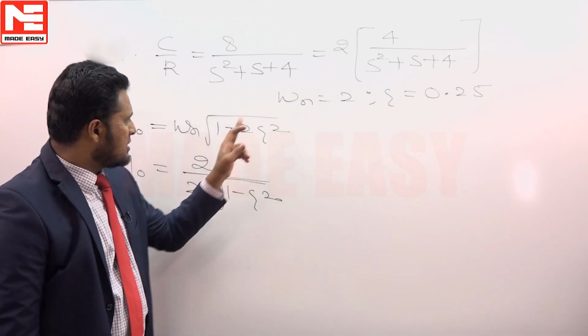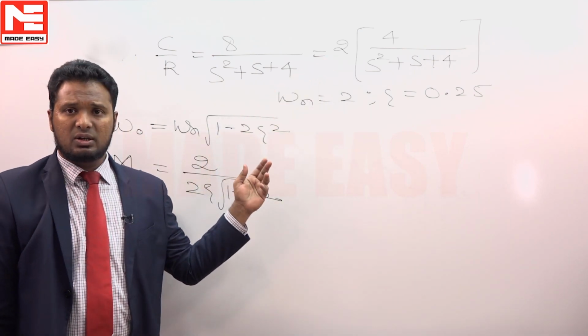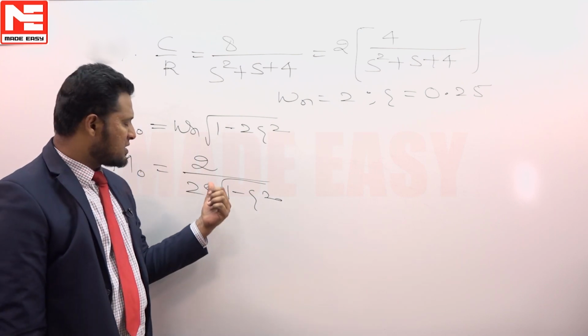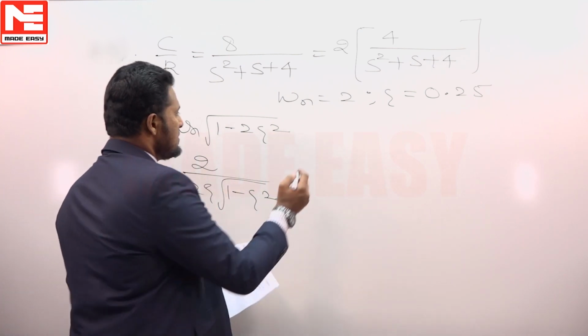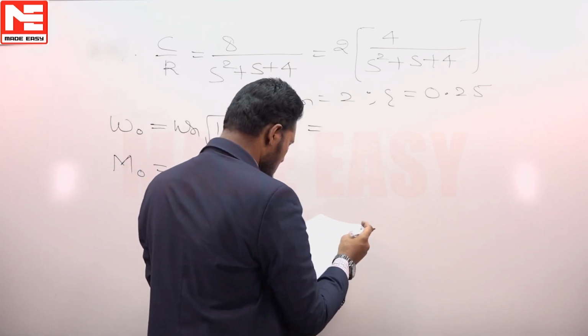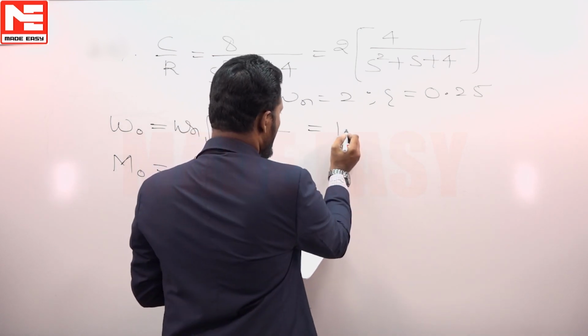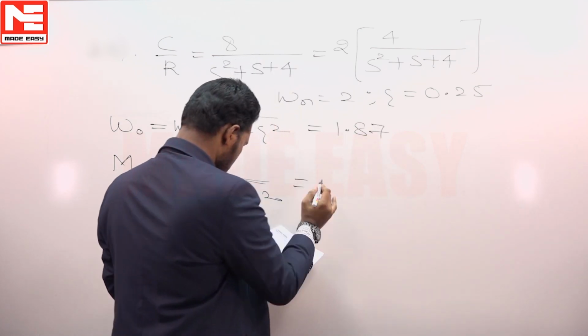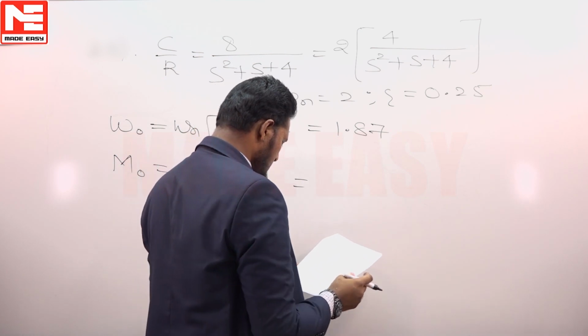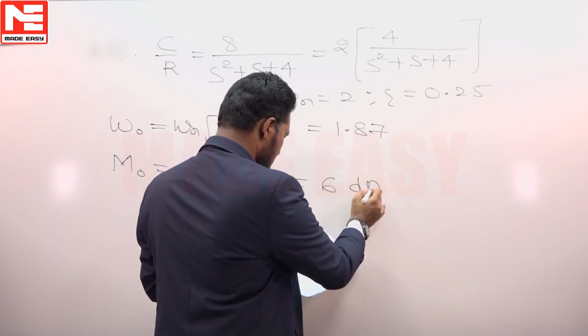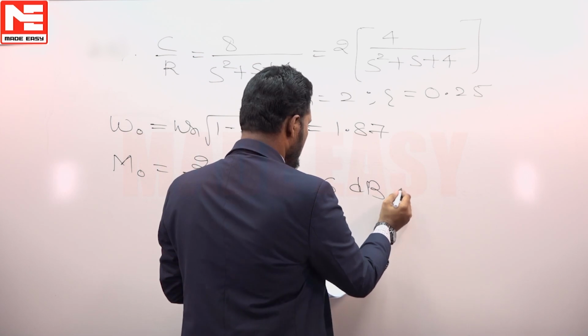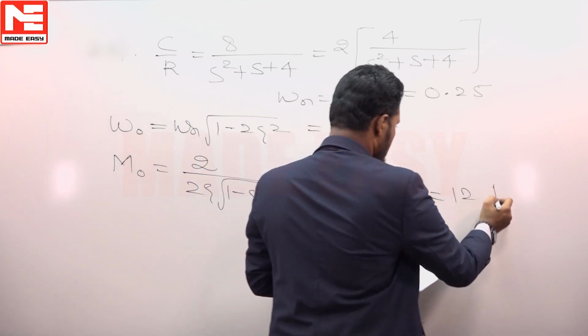This has no effect on resonant frequency or resonant phase, but this has an effect on the resonant peak. This is calculated to be 1.87, and this is 6 decibel multiplied with 2, that is 12 decibel.